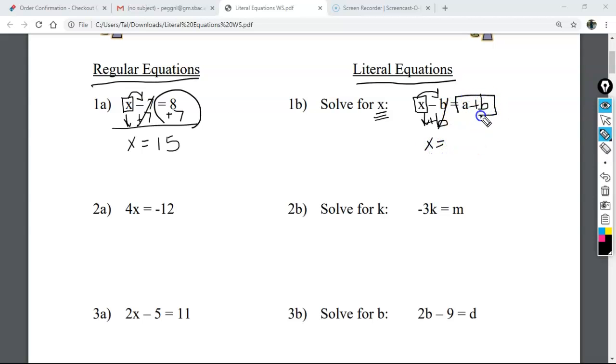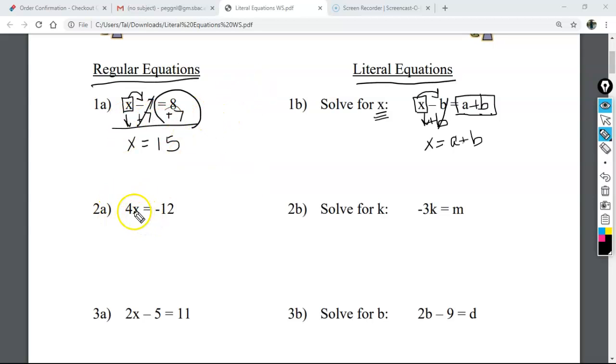But over here is where the difference comes in. On our regular equation, we had 8 plus 7 was 15. But over here, we're left with a plus b. We can't do anything with this because they're not like terms. So actually, x literally equals a plus b. So we could solve for any one of these. We could have solved for the b. In that case, we would have subtracted x from both sides and divided out the negative in the end. I'm sure we'll see something like that.